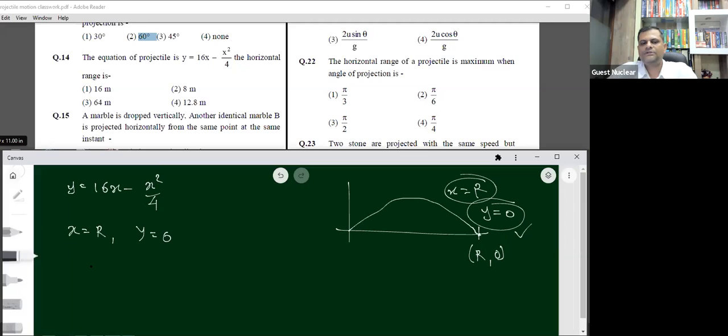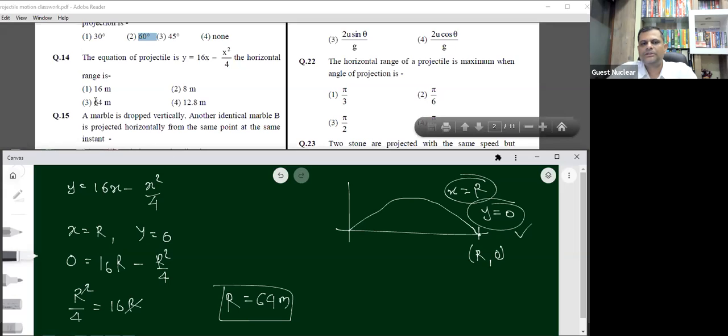So if you put these values here, then we get 0 is equal to 16r minus r square by 4. And if we take this r square by 4 to that side, then we get r square by 4 is equal to 16r. So r gets cancelled once. And if we transfer this 4 to that side, then we get r is equal to 64 meter. That's it. Which is there in option number 3 here. समझा क्या?